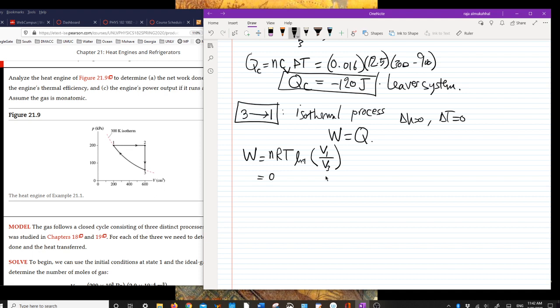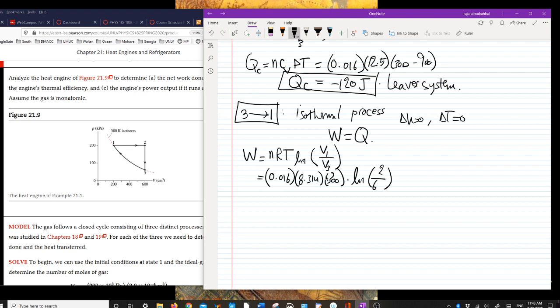So let me calculate that. That's 0.016 times R, 8.314, times the temperature, 300 Kelvin, times natural log of 2 over 6.